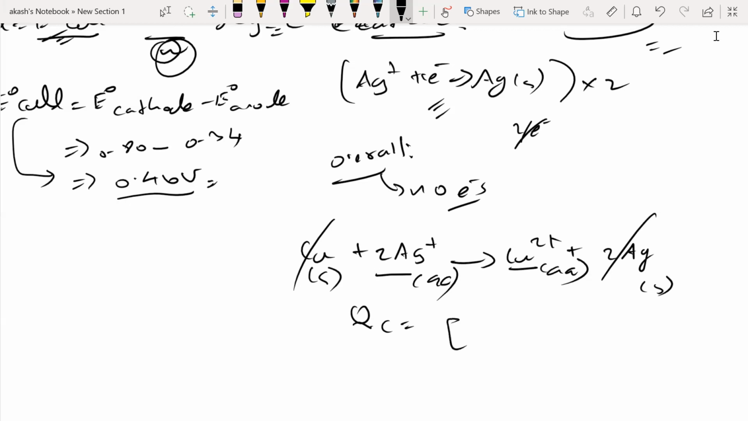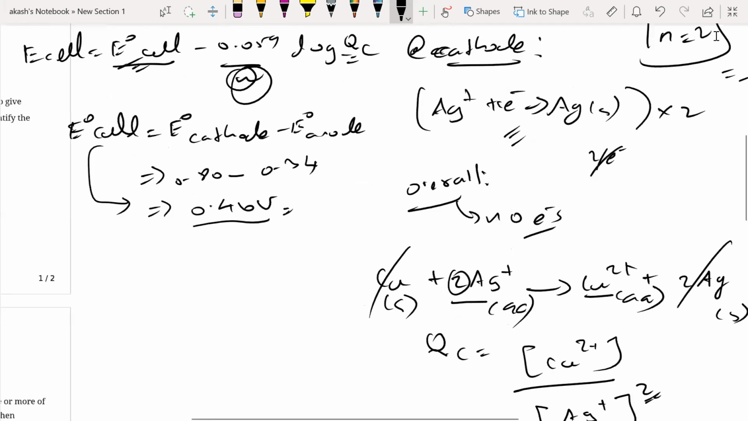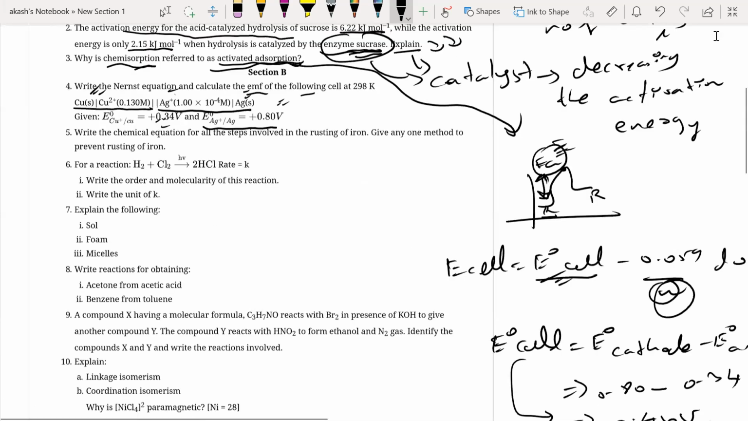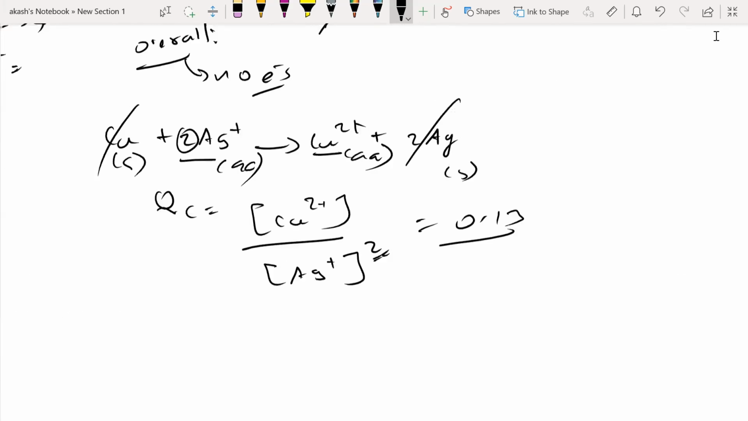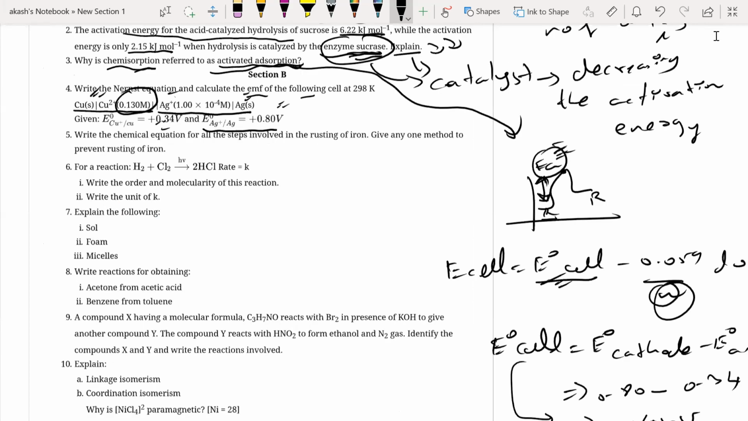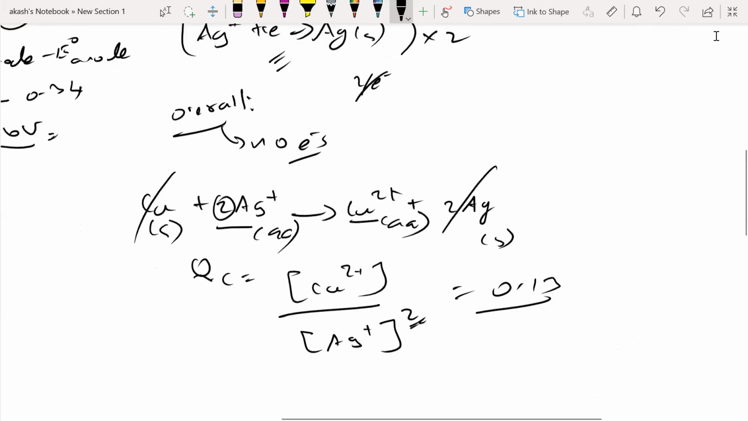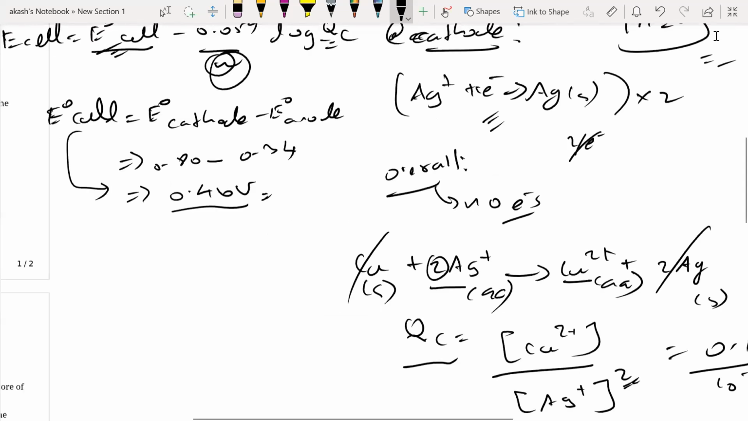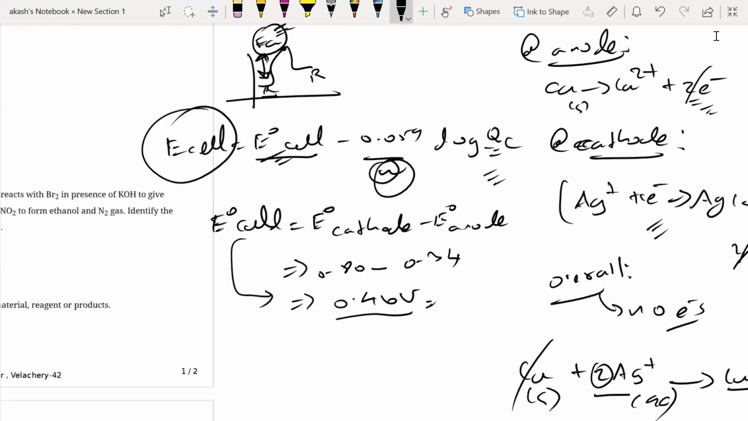So this is going to be the concentration of Cu2+ divided by the concentration of Ag+ squared. Do not forget this, because I have a 2, and that has to go to the power, the stoichiometric coefficient. The concentration of Cu2+ is given in the question, it is 0.13. So the QC value will be 0.13 divided by the Ag+ concentration, which is 10 to the power minus 4. You got the QC, you got the N value, you got the E naught cell, everything is there. All you can do is put them in here and find the answer.